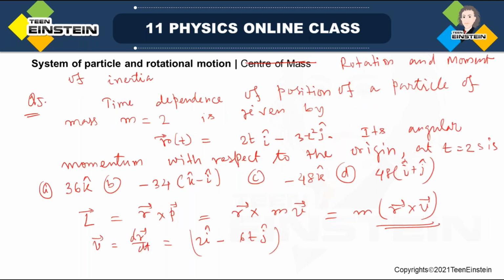This was very simple. r cross v, that is the main point you have to find out, otherwise things are all right. Okay, so with this we'll stop it here.